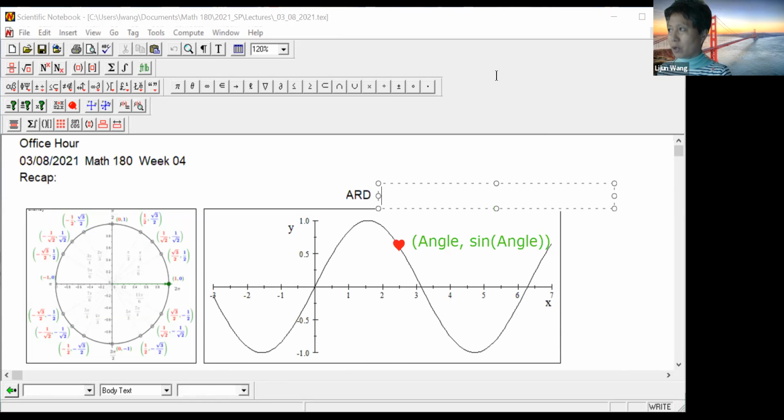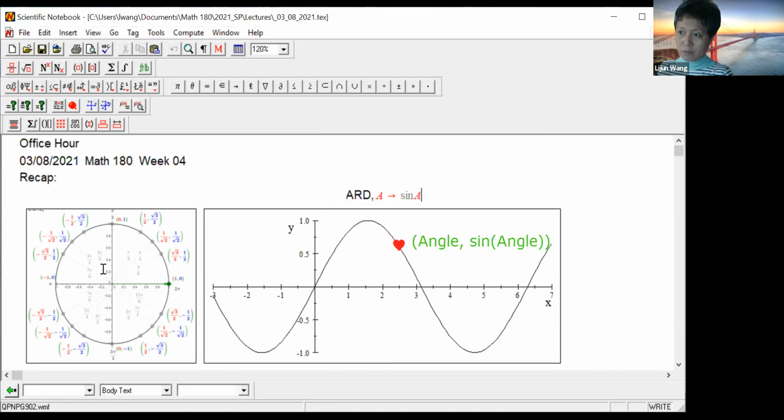So if you want to know, you're given an angle from the sine curve, you'll be able to read that ratio directly from that curve. Yes?